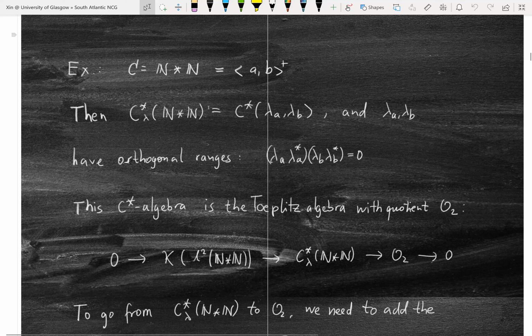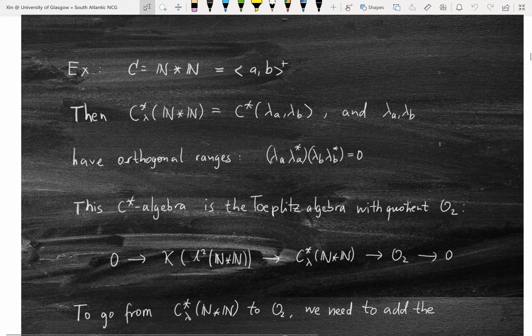And when you take this monoid and look at the left regular representation in its C star algebra, the first thing is, because the monoid is generated by two elements, the C star algebra will also be generated by two partial isometries, or in this case, actual isometries. And what is the characteristic feature of these two isometries? The thing is that they have orthogonal ranges.